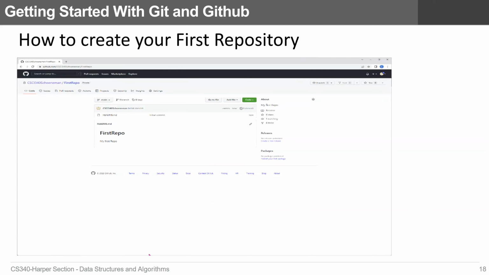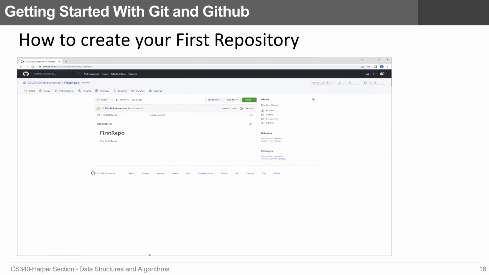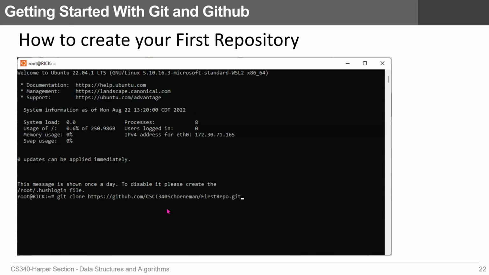First, to create a repository, we're going to click on repositories and click new. From there, it will ask you a couple questions. You give it its name and you hit create, and it'll give you your first repository. Now, once we create our first repository, the next step is to get it onto our local machine. To do that, we will have to clone it.